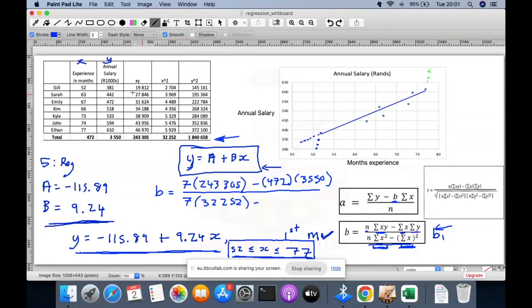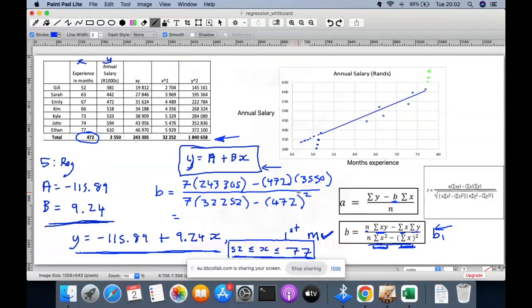This is squaring all the x values first and then adding it. Whereas this part in the end is taking the sum x value. It's taking this value and squaring it. So that's 472 all squared. Now, my advice to you is don't try to work out this fractional value in your calculator.